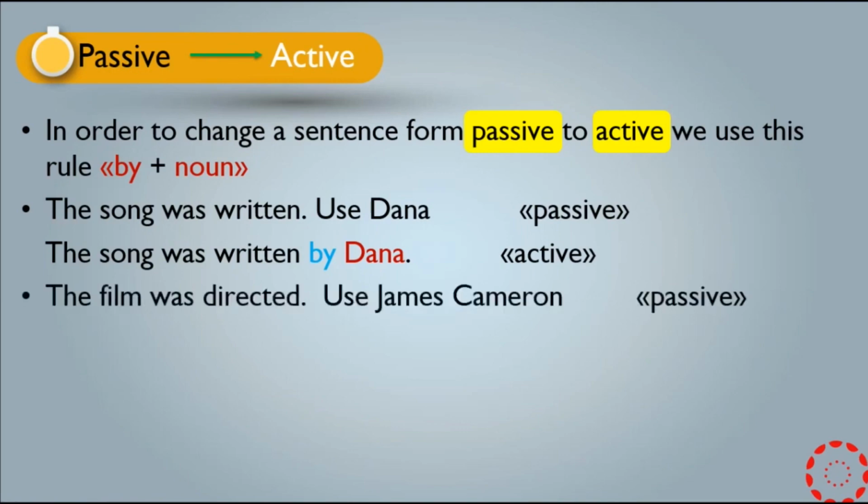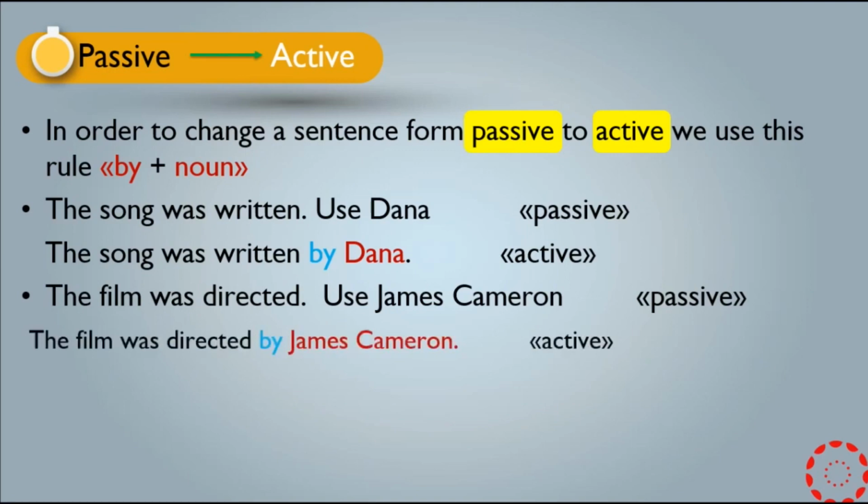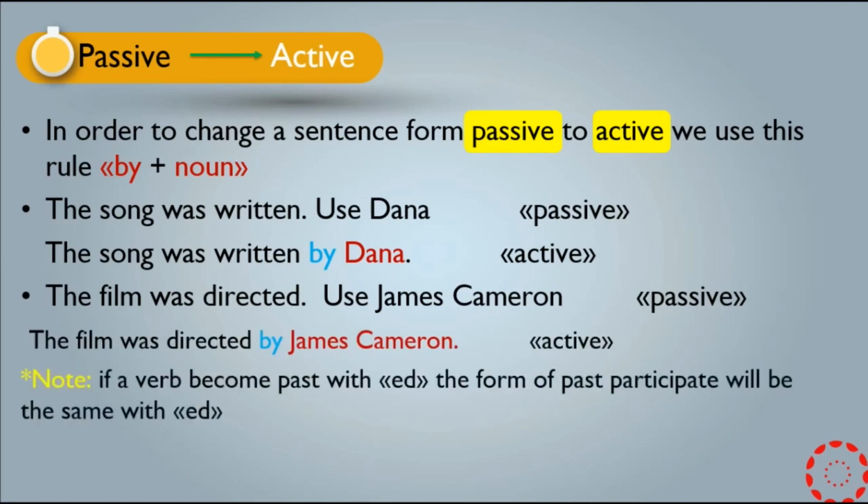The film was directed. What does it say? It says use James Cameron. So it became "the film was directed by James Cameron." Note: if a verb became past with ed, the form of the past participle will be the same, with ed, as I mentioned in the previous slide, without changing the structure of the verb.